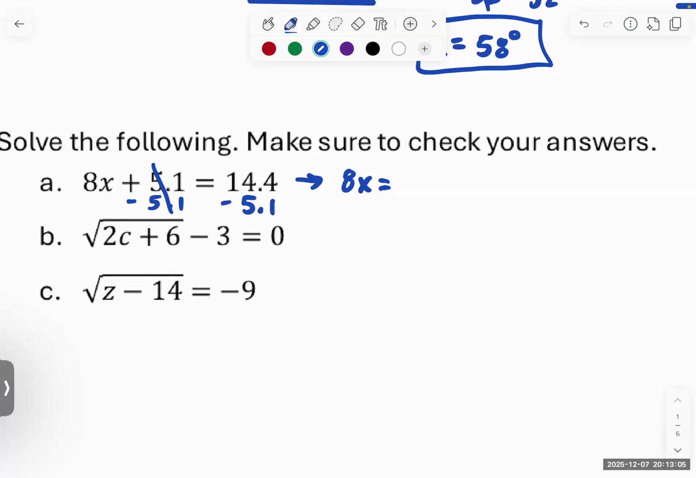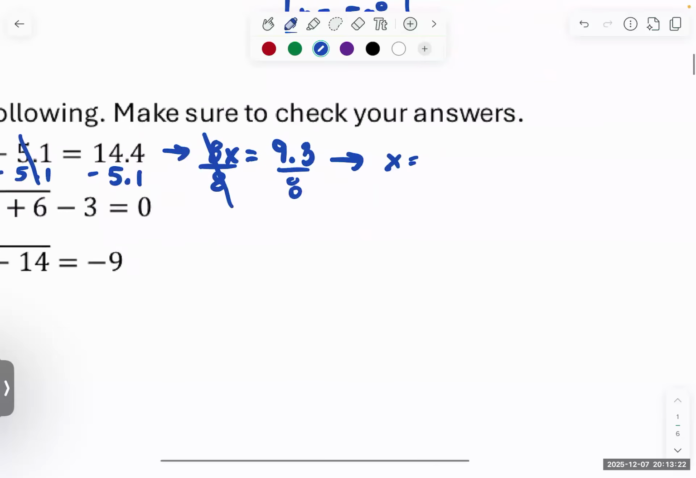14.4 minus 5.1. Yep, 9.3. And then to further get x by itself, you divide both sides by 8. You get x equals 1.1625. That's your final answer.